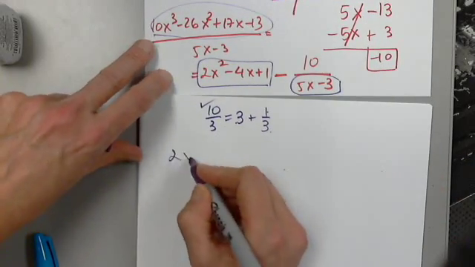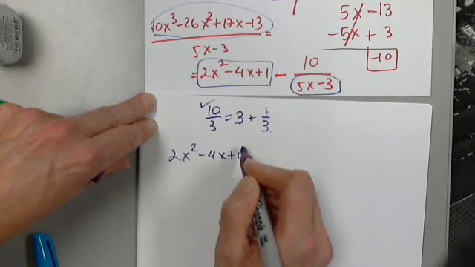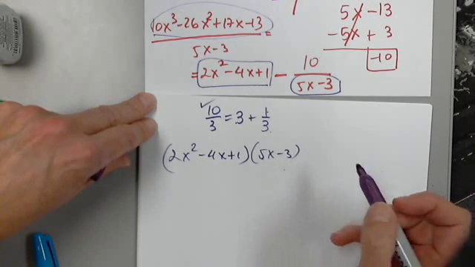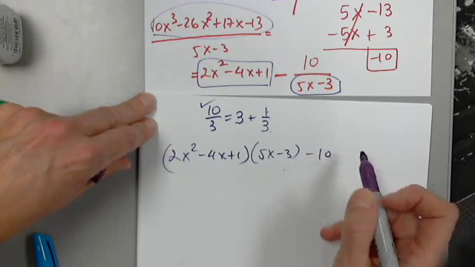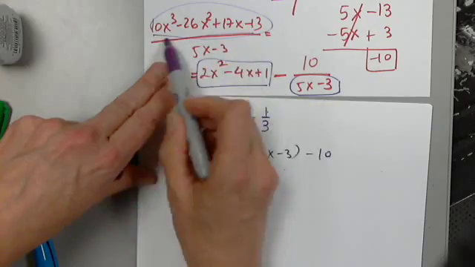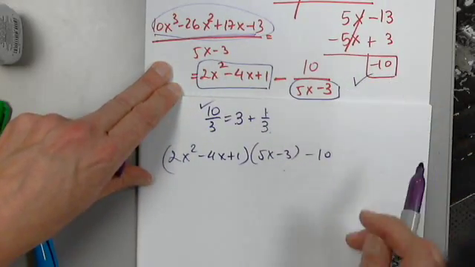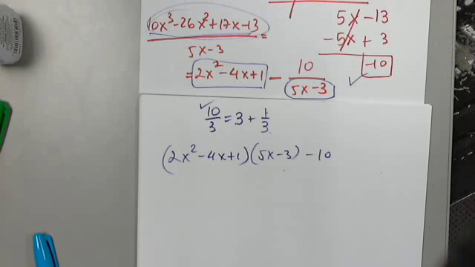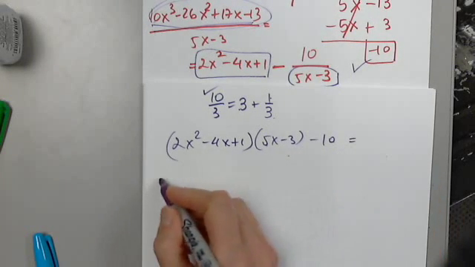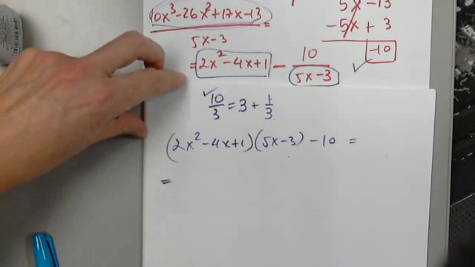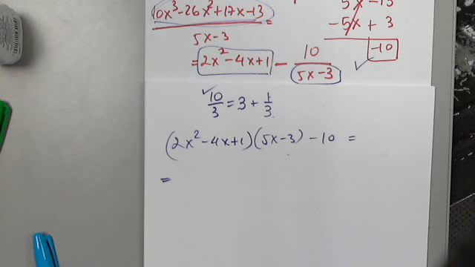So 2x squared minus 4x plus 1 multiplied by 5x minus 3, and then minus 10. This times this minus 10. If I perform these calculations and I get this, I know that this is correct. If I don't get this at the top, I know, oops, there is an error somewhere. So if you have time, and you will have plenty of time on the test, I'll stay till you finish. So on Thursday, there is no problem.